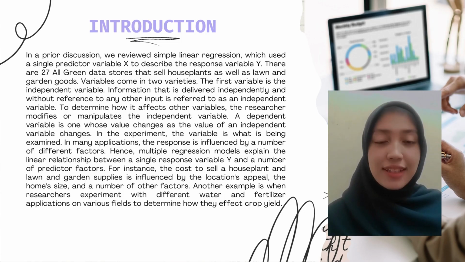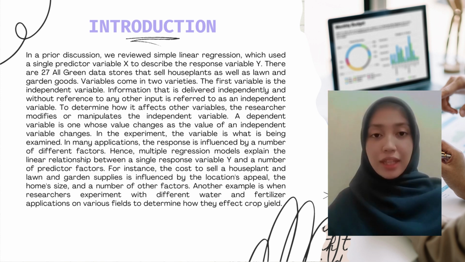In a prior discussion, we reviewed simple linear regression, which used a single predictor variable x to describe the response variable y. There are 27 data points of All Green Franchise, which sells house plants as well as lawn and garden goods. Variables come in two varieties. The first one is the dependent variable and the second one is the independent variable. Remember, the dependent variable is what is being examined.